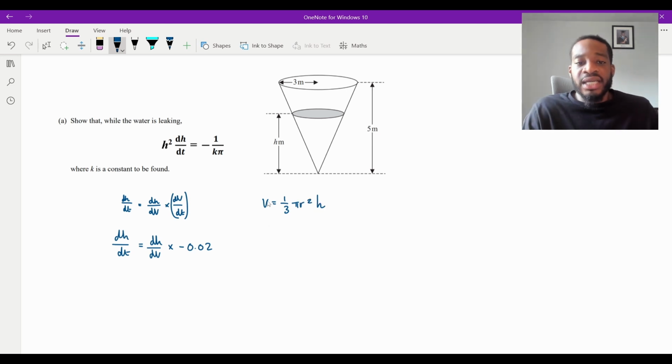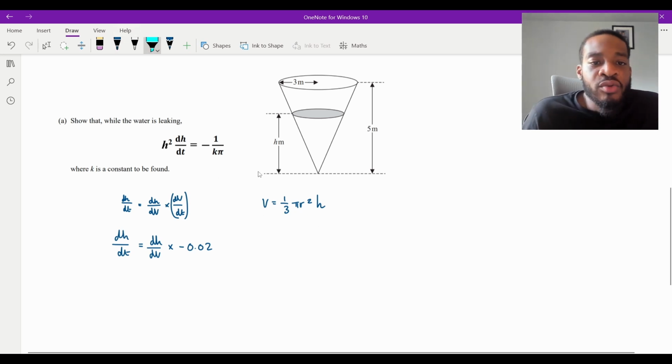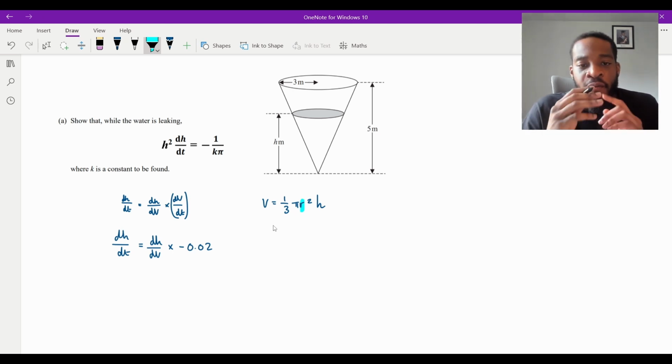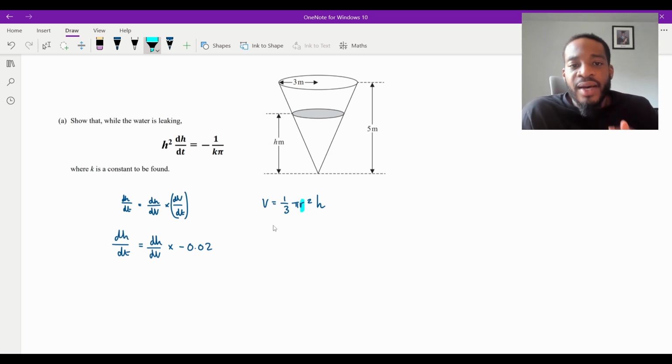Now this is good because I can see a V and I can see an h. However, there's a slight issue here. I've got that variable r. I don't want an r because I need V and h, because I need dh by dV. So for me, I need to get rid of that r. Now, how do I do that?